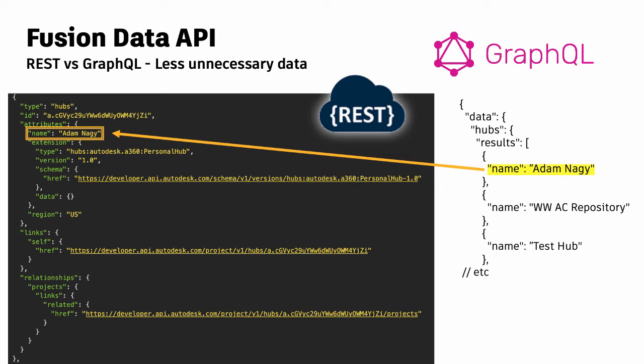With REST, you will get back all the data that is exposed through a given REST endpoint, whether you want it or not. With GraphQL, you can specify what you are interested in, and only that will be returned. In this example, you can see that we just want the names of the hubs we have access to. But instead, in case of REST, we get lots of unnecessary data for each hub. Type of the hub, its schema, links, etc. With GraphQL, we get just what we asked for, the name of each hub, nothing else.